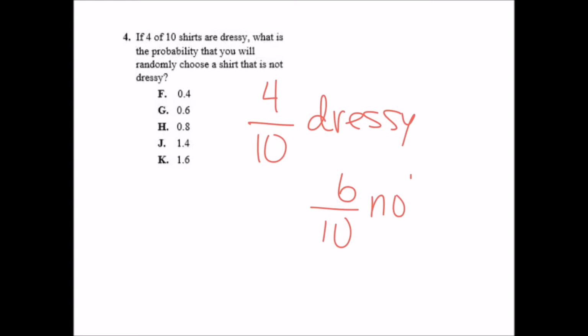Question 4 is a simple probability question. If 4 of 10 shirts are dressy, what is the probability that you will randomly choose a shirt that is not dressy? So think about it this way. If the probability is 4 out of 10 that they are dressy, that means there are 6 chances left to round out the full 10, 6 of 10 that are not dressy. So the correct answer is G, 0.6.